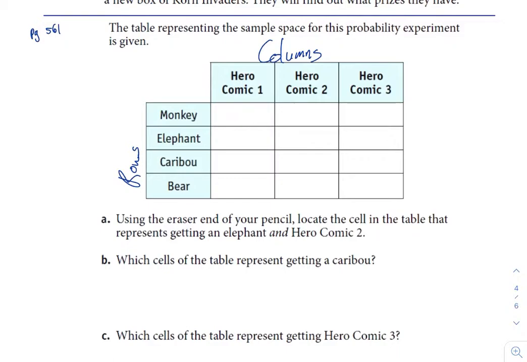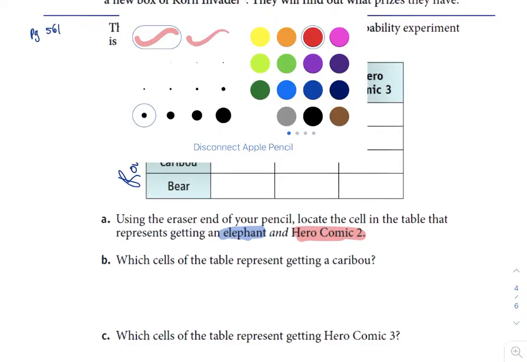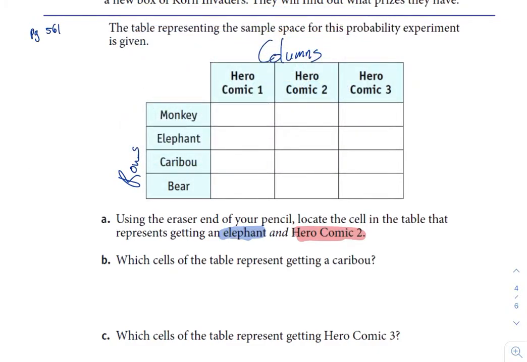All right, so what we want to do is go through each of these problems. A says using an eraser, locate the cell that represents an elephant and a hero comic. So what I want to do is visually see what's going on. I'm going to think of elephant as being blue and hero comic 2 as being red. So the elephant is going to be represented in the rows. So any cell in this table that's in the row with elephants is going to be okay for that particular animal. And when we go to Hero Comic 2, it's going to be anything in that column. So anything in this red column represents the opportunity of getting a Hero Comic 2.